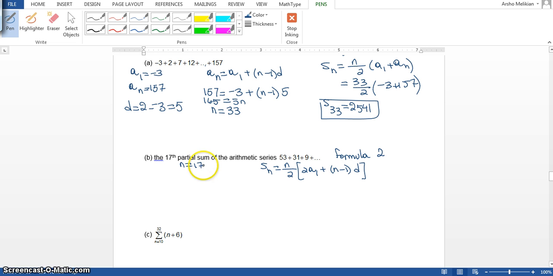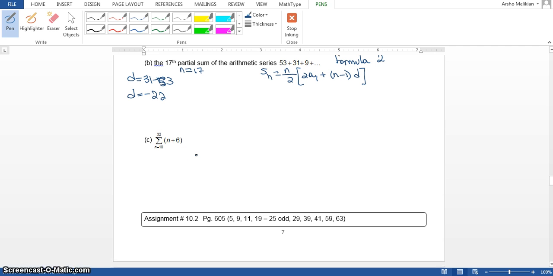A1, I have it, it's 53, and I need to find D. D, I can easily find it, it's 31 minus 53. So D is equal to -22. So now we're ready to plug all this into our formula. Sn, because it's the 17th partial sum, can be written as S17 is equal to 17 over 2, 2 times A1, 53, plus N minus 1, 17 minus 1 times D, negative 22.